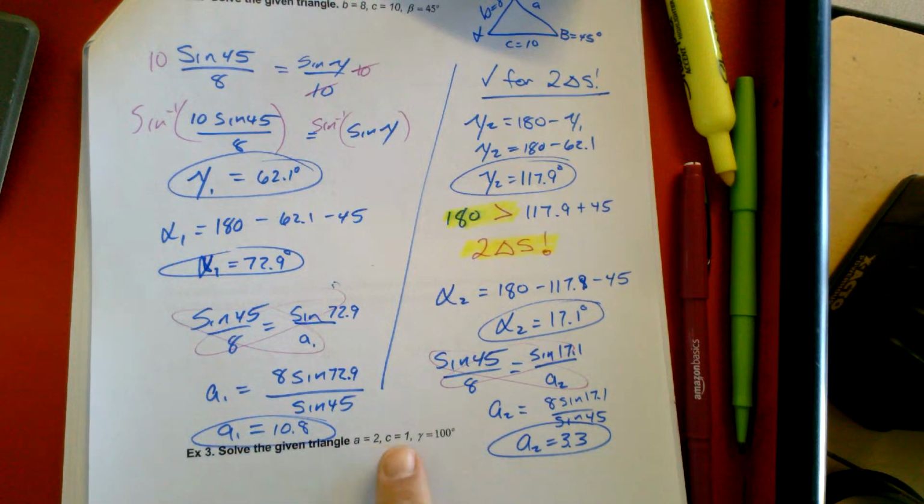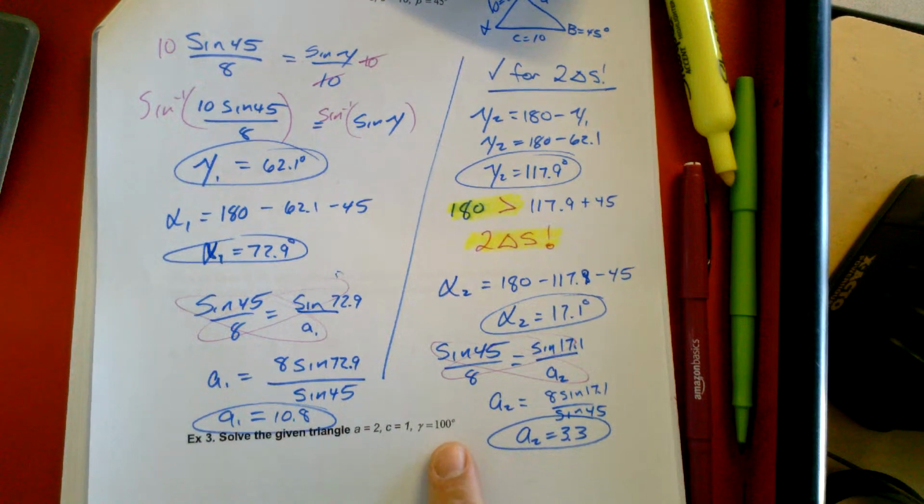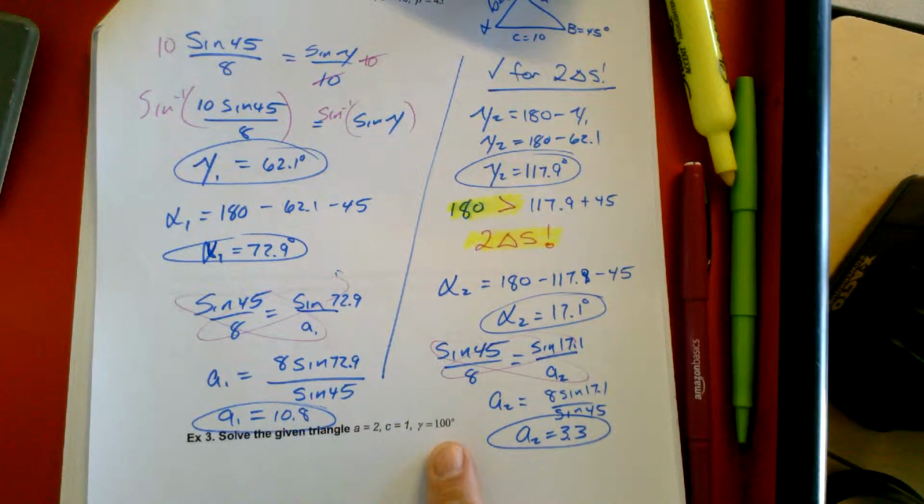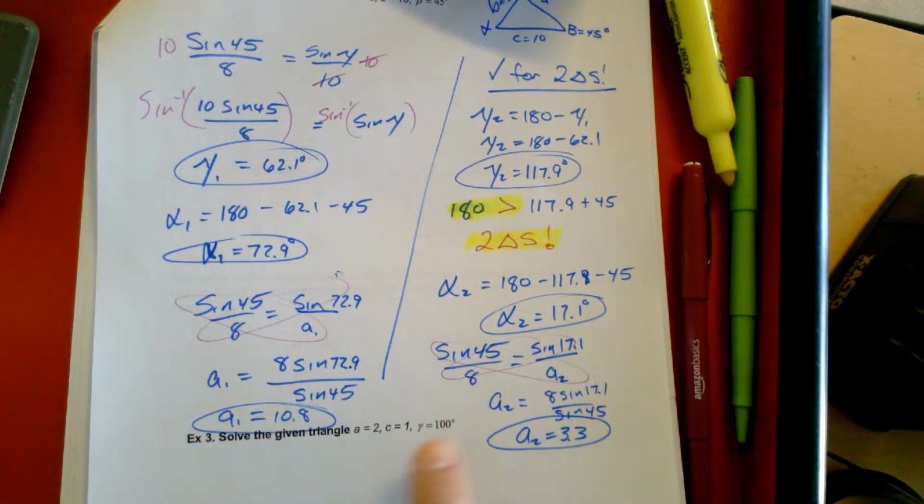Because sometimes they give you 2 sides and that non-included angle, and sometimes this doesn't make sense. Look at the information they gave you. Why does this not make sense? If you look at example 3, why does this not make sense? Any ideas? They gave you A is 2, they gave you C is 1, and then the angle across from C is a hundo. Why does that not make sense? Kate, what do you think?